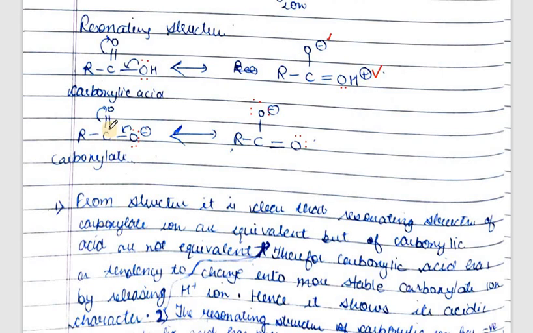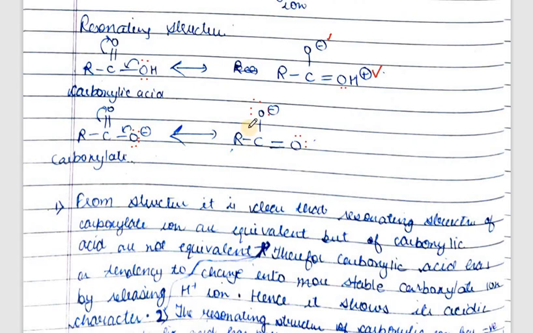But in carboxylate ion, this structure has one negative charge, and here also it has one charge only, so it requires no charge separation, and moreover these two structures are equivalent, that is, one double bond O, one single bond O negative, and double bond O, single bond O negative. These two structures are equivalent, so these are more stable. But in the carboxylic acid, one structure is double bond O, OH, and the other is single bond O negative, double bond OH positive, so these are different structures, not equivalent structures, so these are less stable and these structures are more stable.